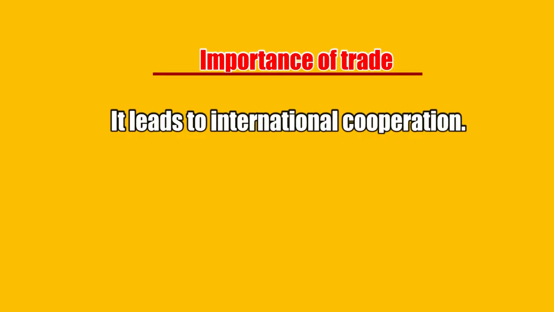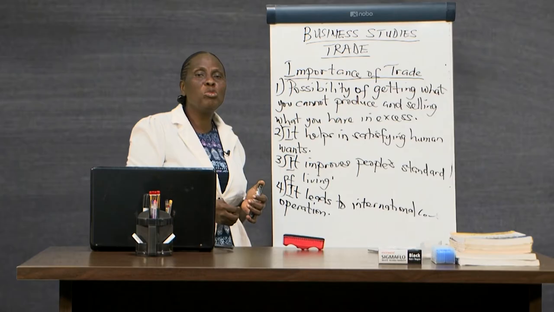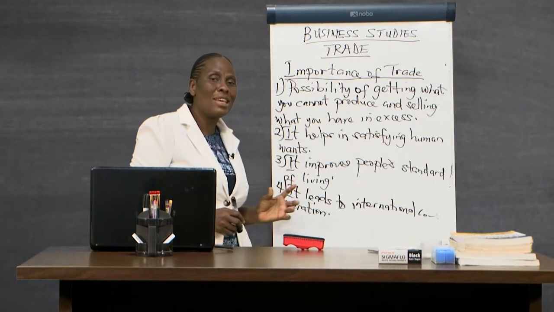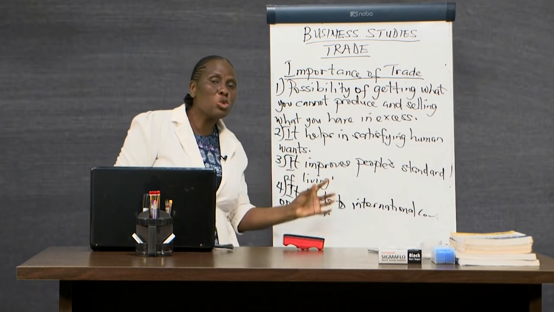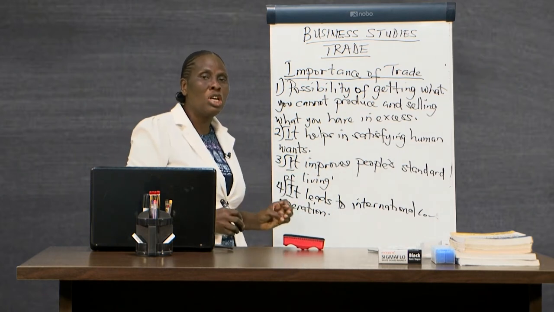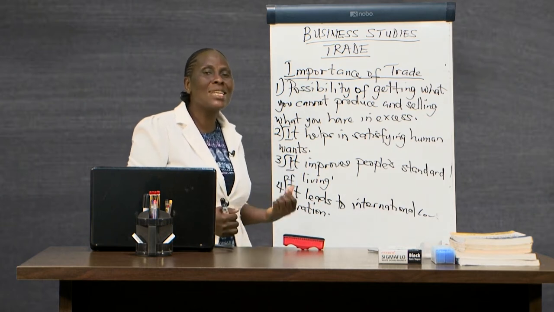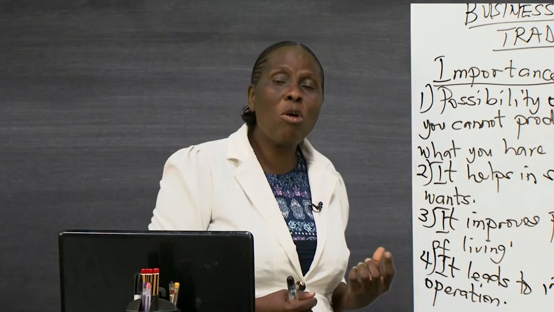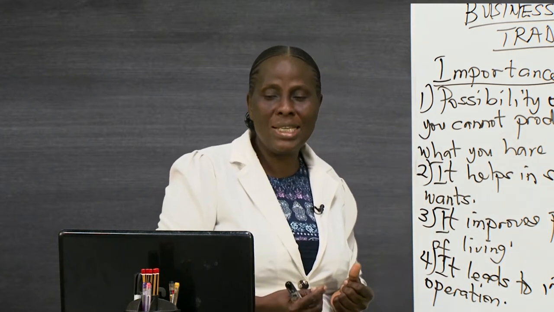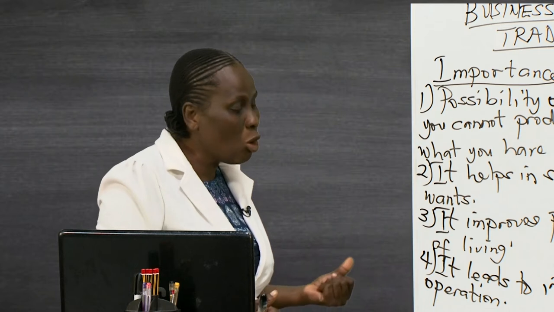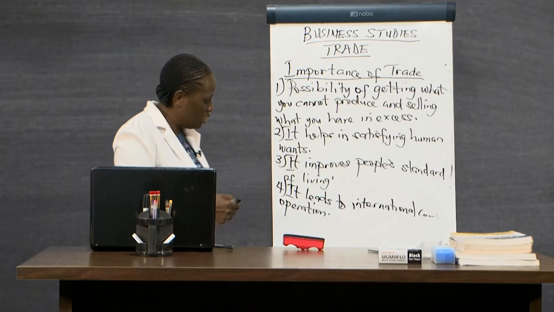And another one is that it leads to international cooperation. When two countries of the world trade with each other, definitely there will be cooperation between them. So there will be cooperation between or among countries of the world who are involved in trading activities. And once that happens, we see that there will be peace all over the world. So trade leads to international cooperation.